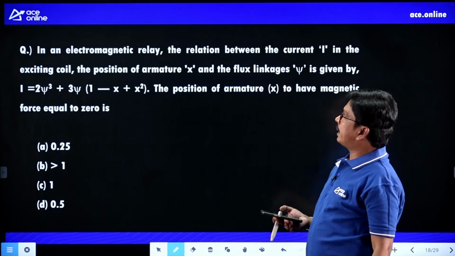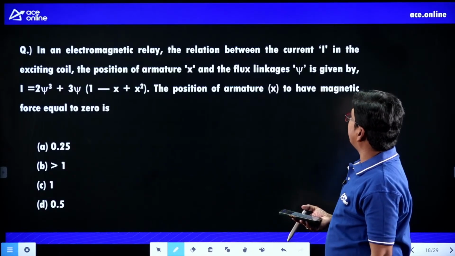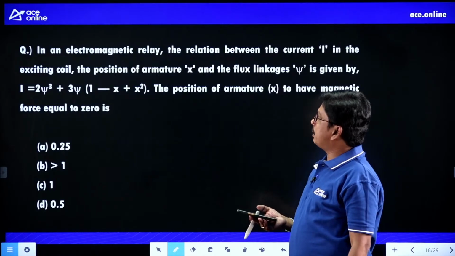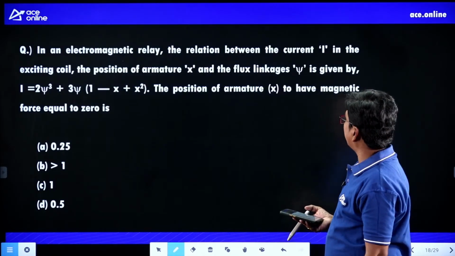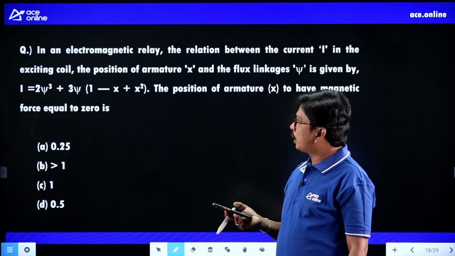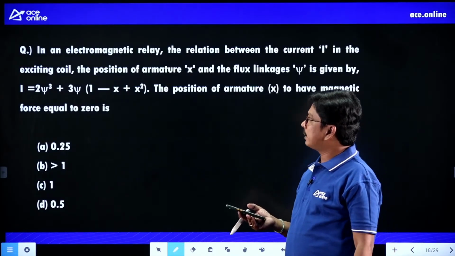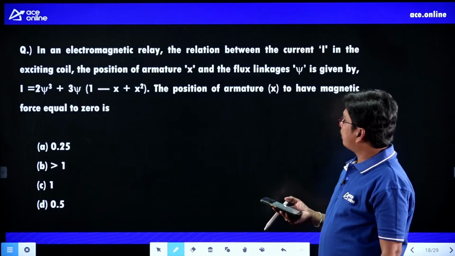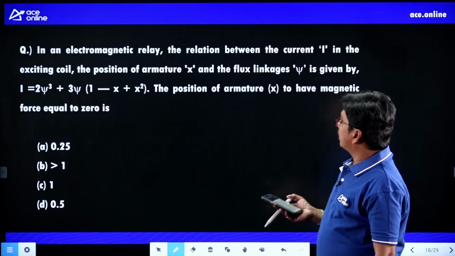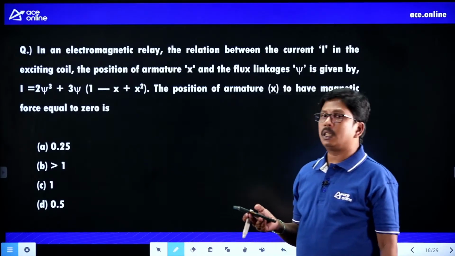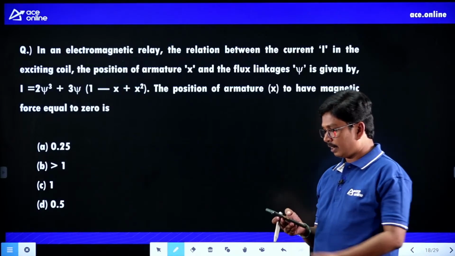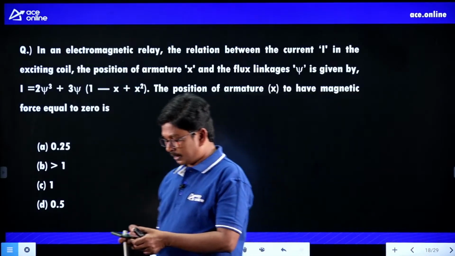In an electromagnetic relay, the relation between the current I in the exciting coil, the position of armature x and the flux linkages psi is given by the equation I equals 2 psi cube plus 3 psi into (1 minus x plus x square). Find the position of armature x to have magnetic force equal to 0. Try to solve this question.